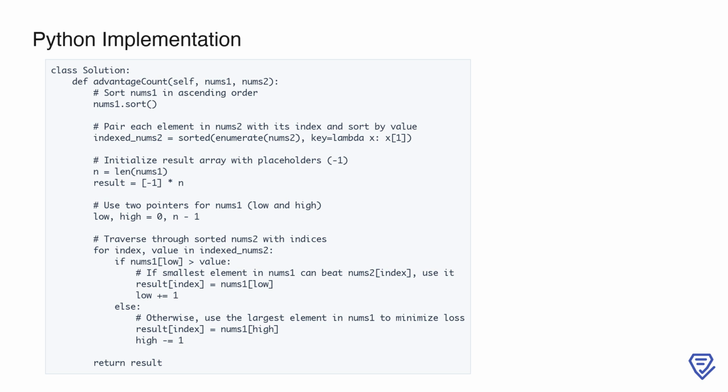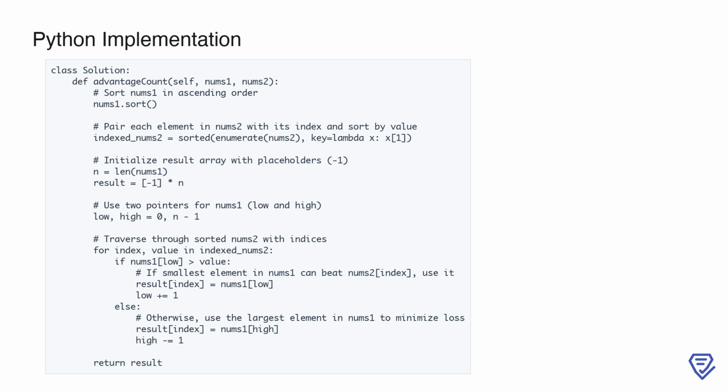of nums2. We initialize an array, result, of the same length as nums2, filled with placeholders, -1. This array will store the final rearranged nums1 values. Two pointers are used to traverse nums1: low starts at the smallest value, and high starts at the largest value.